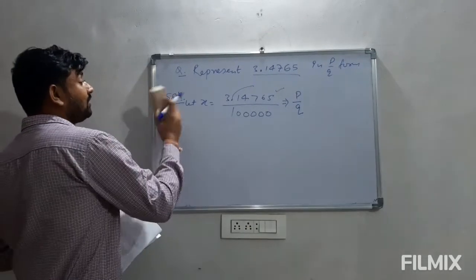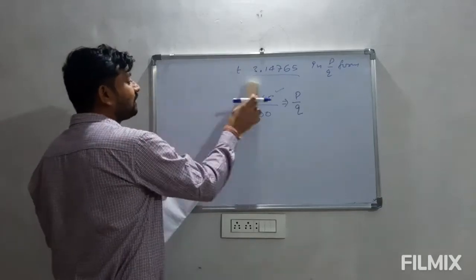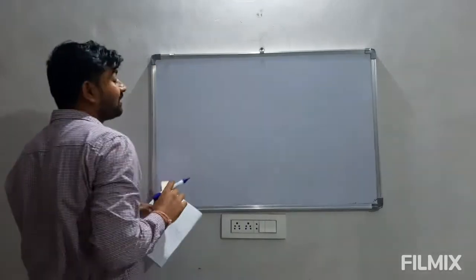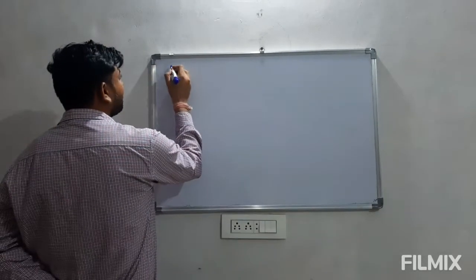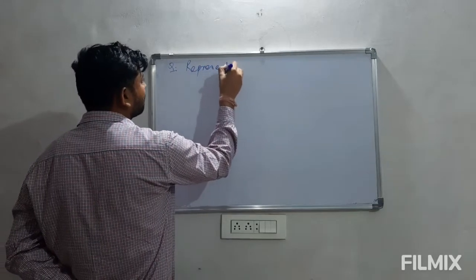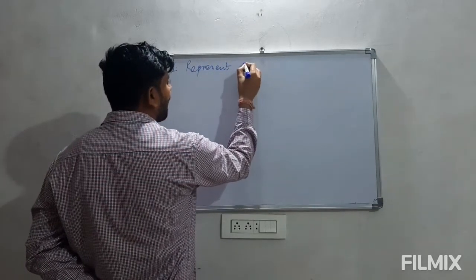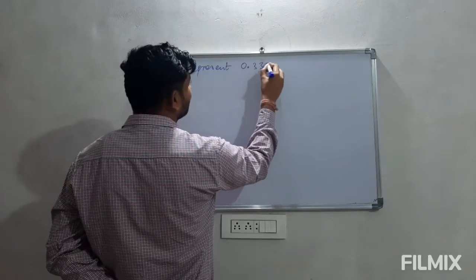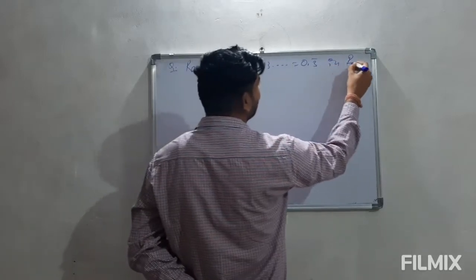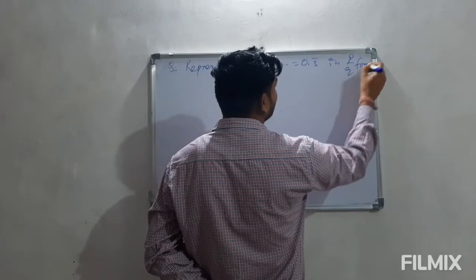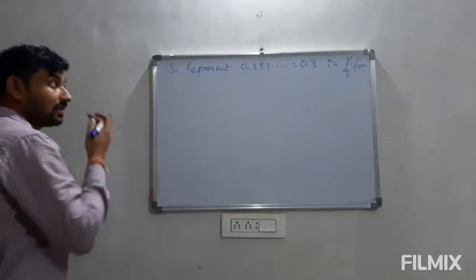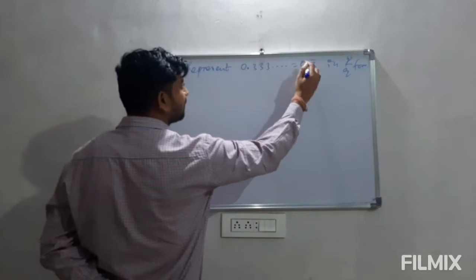Now let us come to a different thing, that is if we have a rational number which is in non-terminating form, just like we have discussed. Let us take a simple question: represent 0.333, which is 0.3 bar, in p/q form, or we can say rational form. This is a very simple question which will come up in your syllabus.